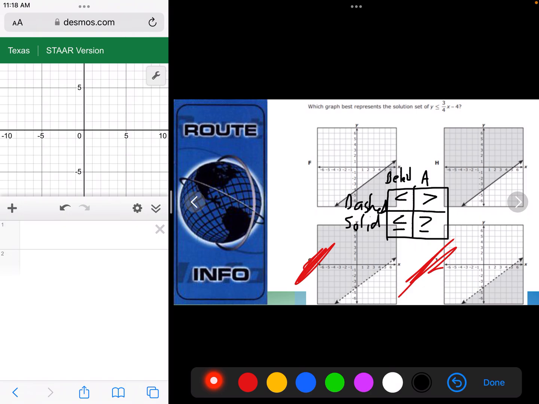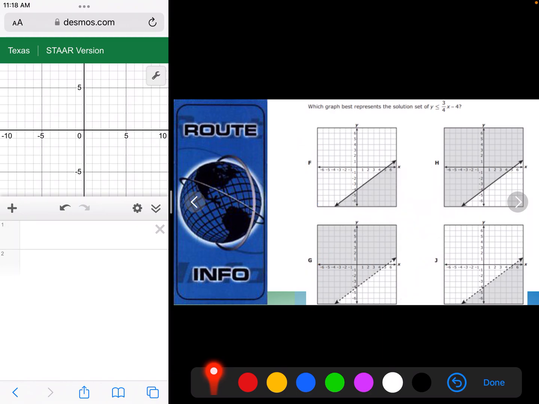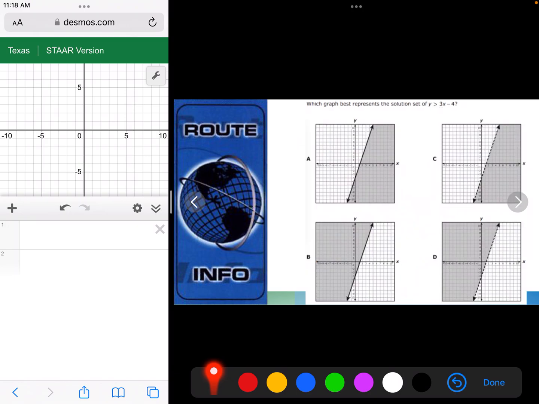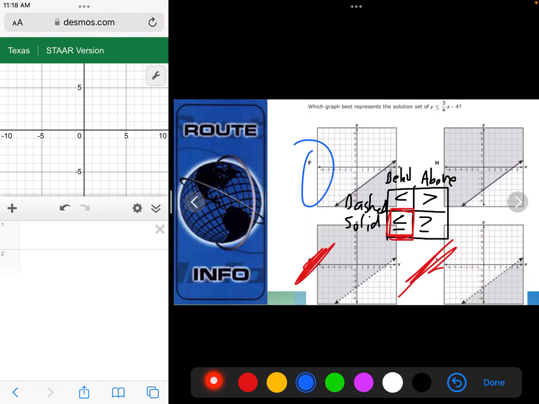Okay, so automatically, just stopping with that, this is a less than or equal to, so that is right here. It has a solid line underneath, so it should be a solid line, which means I can eliminate G and J. Vertically, these are both less thans, which would be below the graph, and these would be greater thans, which are above the graph. So we already found out that it is less than or equal to, which is this sign right here, which means it's also going to be below the line. So this shading is above, this shading is below, so it has to be F.